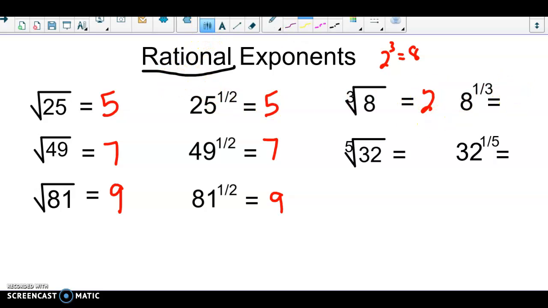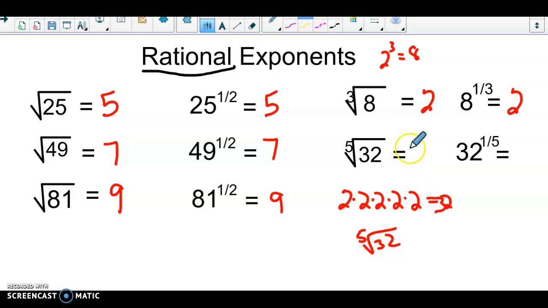Okay, 32, the fifth root of 32, since 2 times 2 times 2 times 2 times 2, 5 2's multiplied together gives me 32. Then that means the fifth root of 32 will give me 2. Okay, and I could write that as 32 to the 1/5. That will also give me 2.